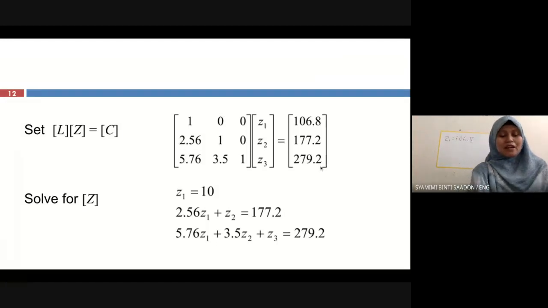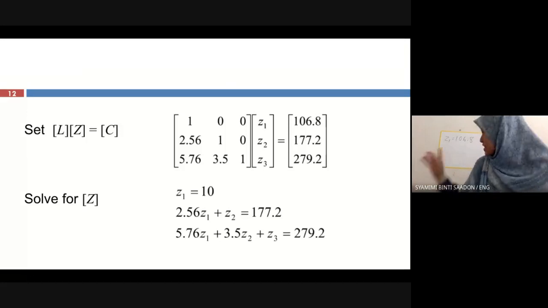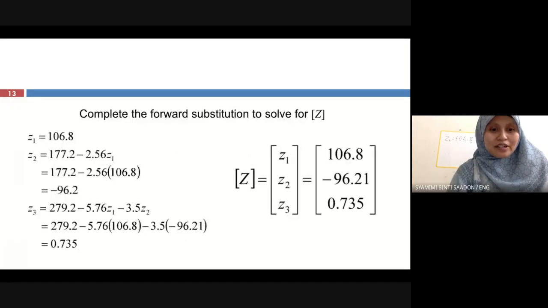So this is easy. Since we already have the answer for Z1 directly, 106.8, we substitute Z1 in here, so we get Z2, and substituting Z1 and Z2, we get Z3. So we have solved for Z. This is the value of Z: Z1 is 106.8, Z2 is minus 96.21, Z3 is 0.735.